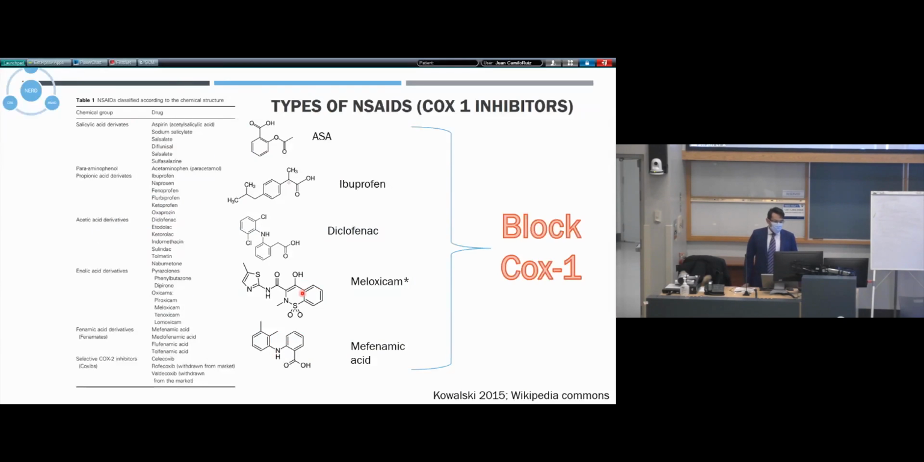Now, a quick word about NSAIDs. These are classically COX-1 inhibitors: aspirin, ibuprofen, diclofenac, mefenamic acid, and meloxicam. Now, there's an asterisk on meloxicam because meloxicam tends to be a weak COX-1 inhibitor, but at higher doses, it can activate it. So these are absolutely contraindicated in patients with NERD.